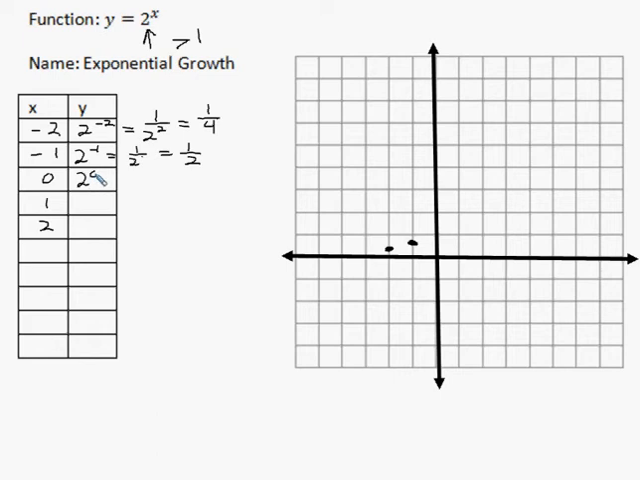2 to the 0, anything to the 0 power is 1. So when we have 0, we have a 1. 2 to the first is just 2. So when you put 1 in, you get a 2. When you put 2 in, you get 2 squared, which is 4. So when we put 2 in, we have a 4.